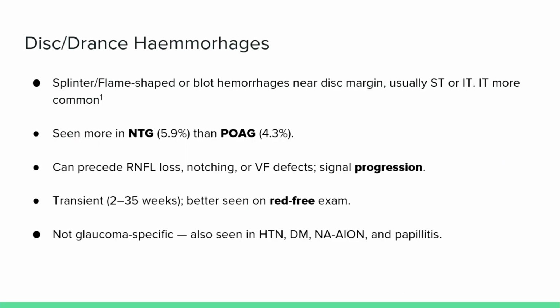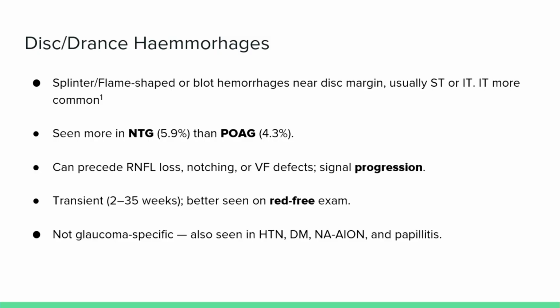Moving on to disc hemorrhages, also known as Drance hemorrhages. They are splinter or flame shaped or blot hemorrhages near the disc margin, usually seen in superior temporal or inferior temporal, more commonly in the inferior temporal sector. They are more commonly seen in normotensive glaucoma than primary open angle glaucoma, and they can precede RNFL loss, thinning, or visual field defects, and they often signal progression of the disease. They are transient, not lasting more than 35 weeks, and better seen on red-free filter.